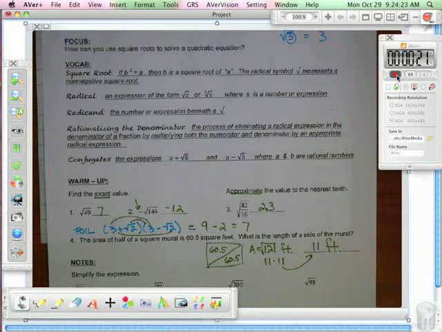Rationalizing the denominator, the process of eliminating a radical expression in the denominator. We're going to do that today. Conjugates, we're going to work with conjugates today to get rid of square roots in the denominator. So that's just some terms of what we're doing.